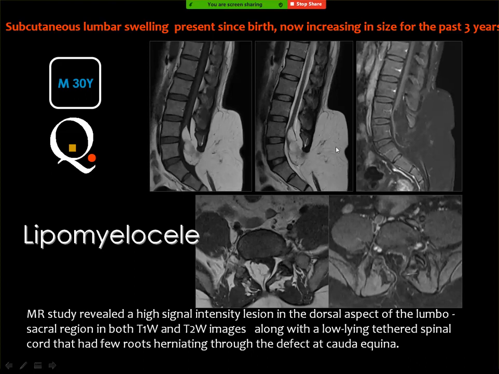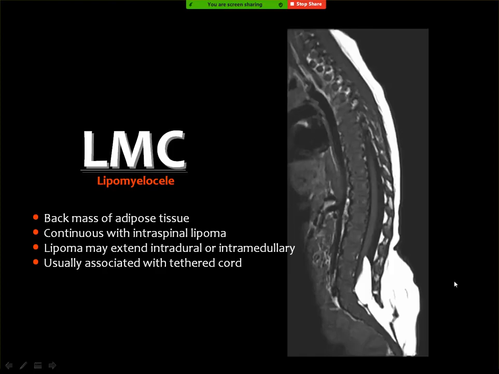And if you see a mass like this, which has an intraspinal component and extraspinal component, this is known as lipomyelocele. It is usually associated with spina bifida and also with low termination of the spinal cord, what is known as tethered cord. And this is another example. You see a big fatty mass in the back of the child, which is continuous with another fatty mass inside the spinal canal through a spina bifida, associated with low termination of the spinal cord.